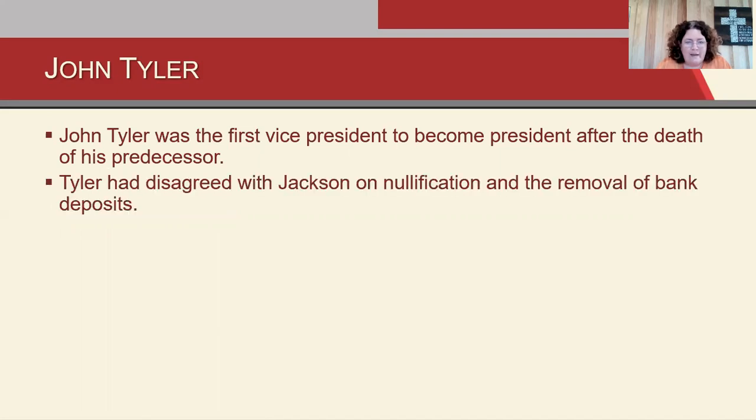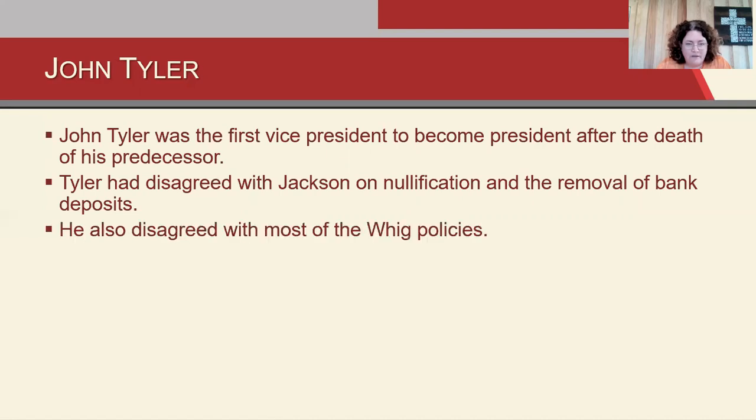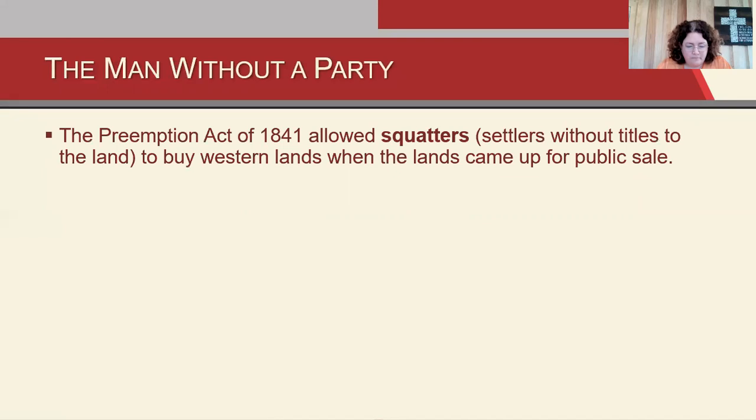He was a Whig in name only. He had disagreed with Jackson on nullification and the removal of bank deposits, but he also disagreed with most of the Whig policies. He soon clashed with members of his own cabinet and party. Henry Clay said that since Tyler had not been elected president, he should let a congressional committee of Whigs make crucial decisions. Clay, of course, intended to head the committee. Tyler, however, had a mind of his own, and he knew what the Constitution said. He was unquestionably the right president.